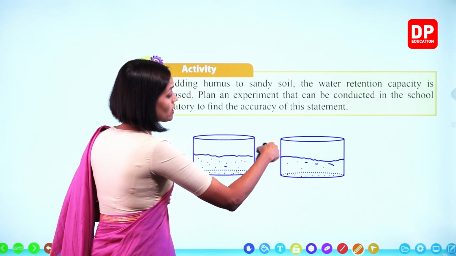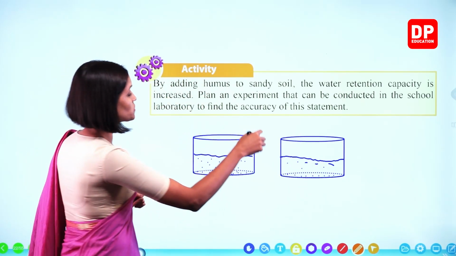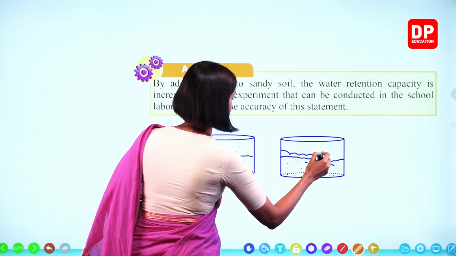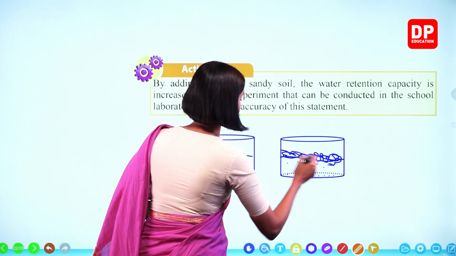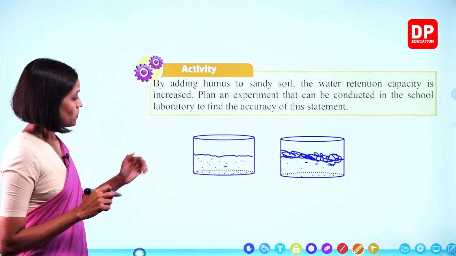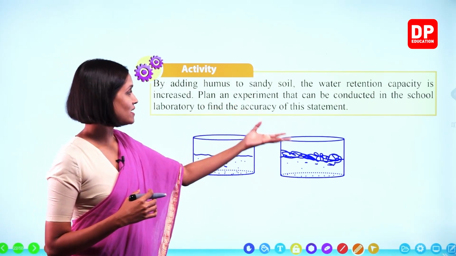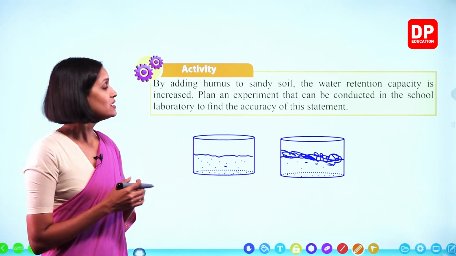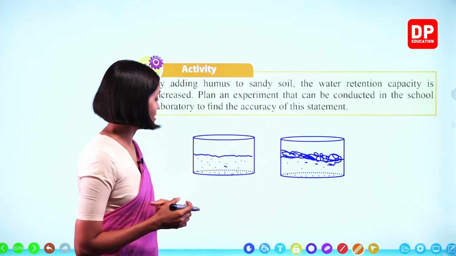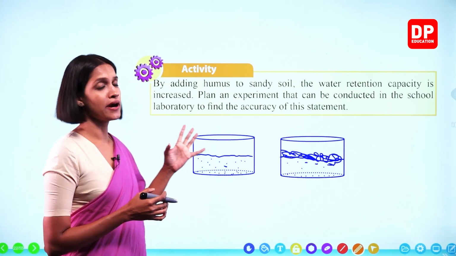Only one cup should be covered. The sandy soil should be mixed with organic materials. You can take some dried leaves and some animal parts, mixed with the soil. You can easily find this type of organic matter from under a tree, or maybe even from a flower bed. Okay, children? So then what do you have to do?